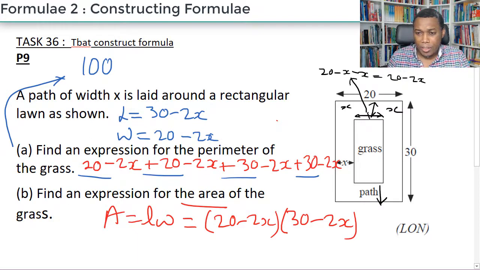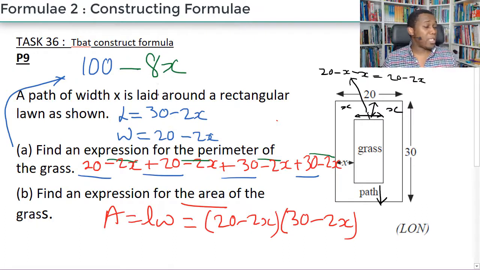So we have 20, 20, 30, and 30. That's 100. And then the other bit we're looking at is the x's. I have minus 2x, minus 2x, minus 2x, minus 2x: minus 2, minus 4, minus 6, minus 8. The answer, 10x minus 8x. So the answer for this question, 10x minus 8x.